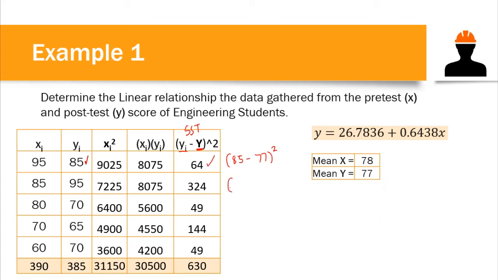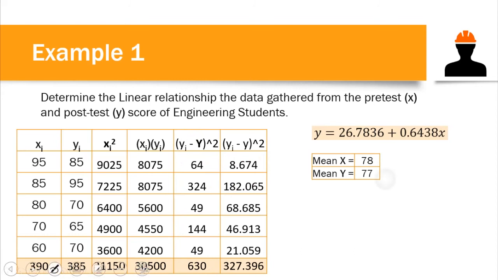Then for the second row, we have 95 minus the mean of y, which is 77, squared, then we get a value of 324. And the same procedure for the rest of our data. So we get now the SST result. If you add all the values for SST, then we have 630.